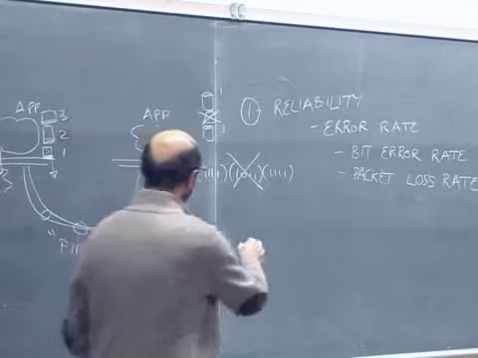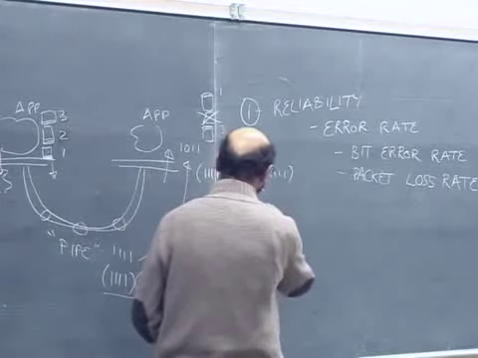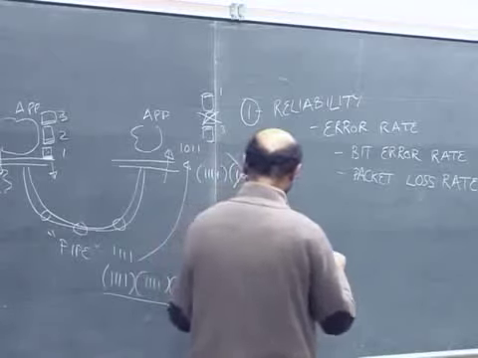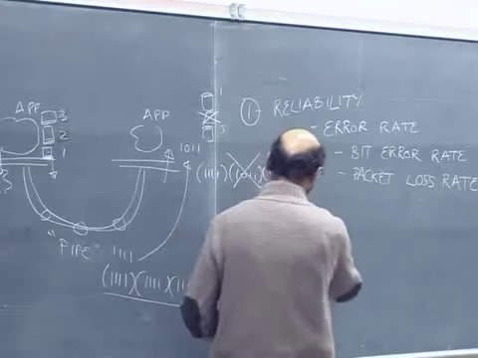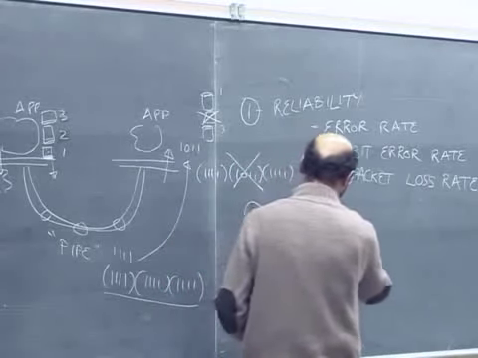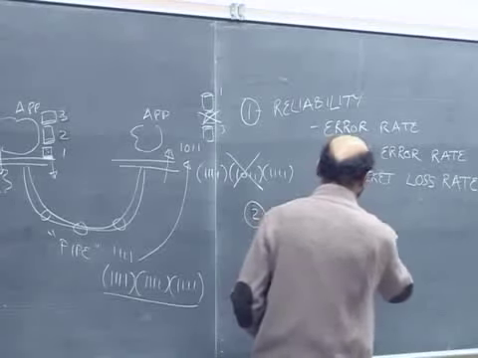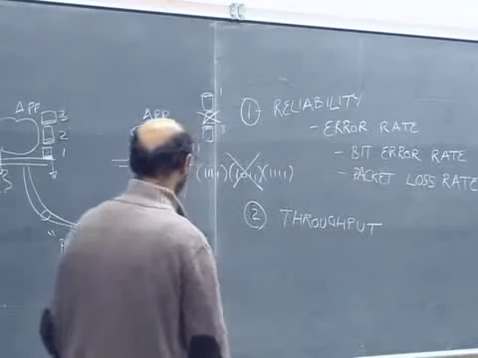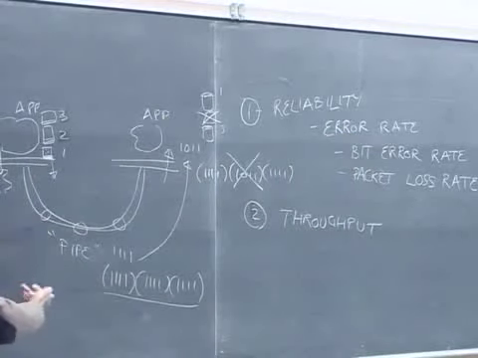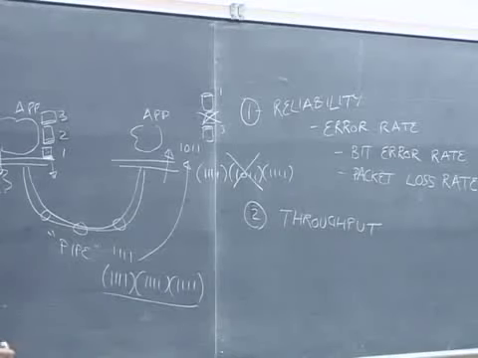OK, so that's one property. Let's talk about the second property. The second one is throughput. Throughput is basically how many packets per second can I get across from one to the other, right?